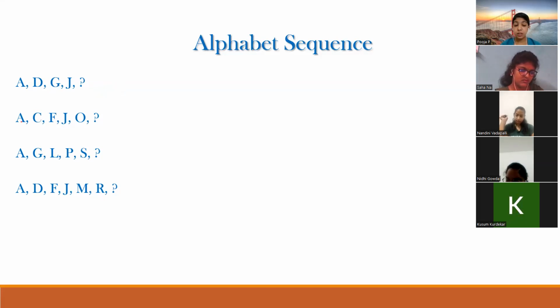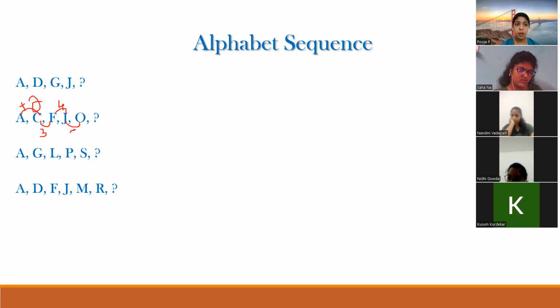So the first term given is A. A, B, C. It is plus 2. Okay. C, D, E, F. It's plus 3. E, F, G, H, I, J. Again, it's plus 3. Okay. F, G, H, I, J. Sorry, it is plus 4. J, K, L, M, N, O. Plus 5.